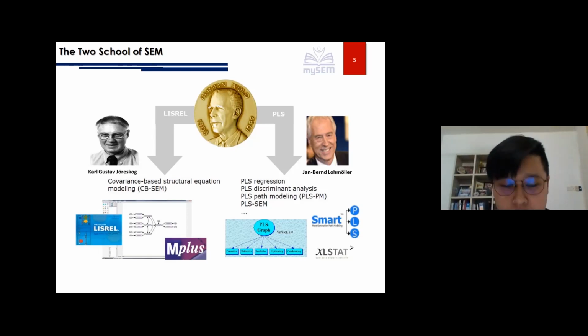But if you are focusing on the confirmatory world, where you want to confirm your research, then CB-SEM will be a handy software for you to use. So it depends on the purpose and the goal of the researcher, depending on what you are doing.